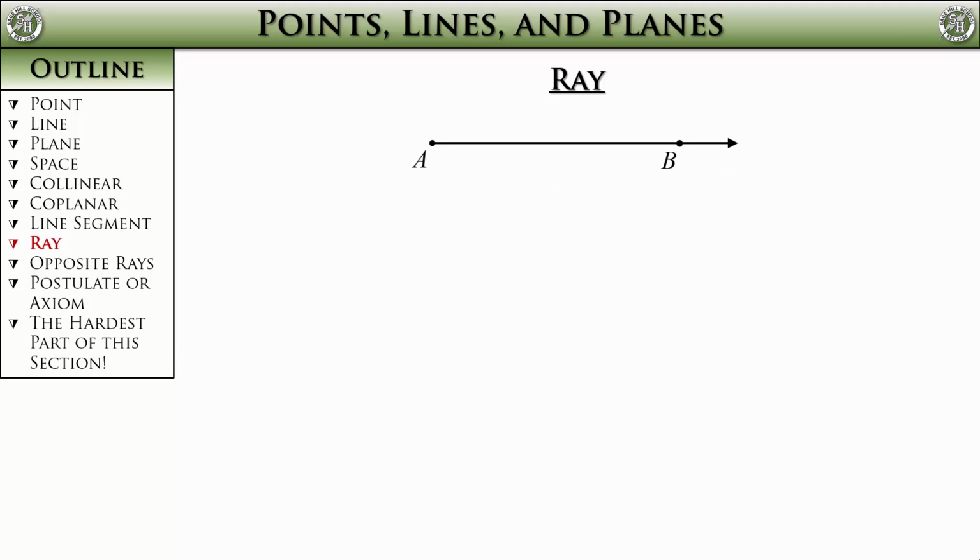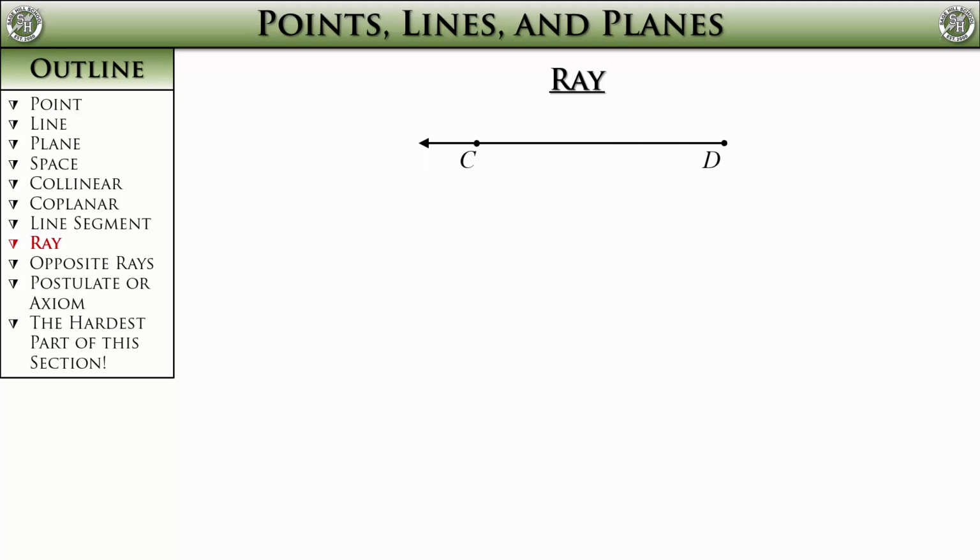Here is a ray. If we want to be able to name the ray, you have to have both the endpoint and one other point on the ray named. Here I have the endpoint named A and one other point on the ray named B. With those in place, I can say ray AB. There's once again a symbol for a ray. It looks like this. Notice that there is only an arrow going in one direction.